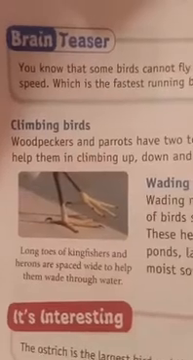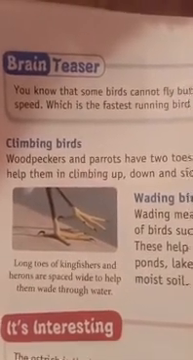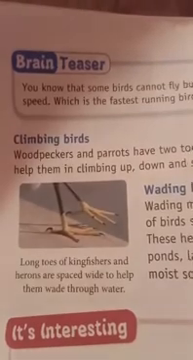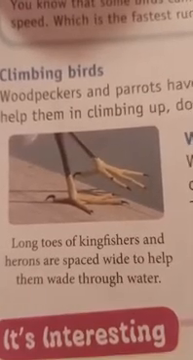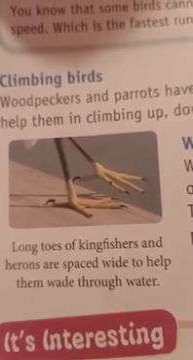And birds like woodpeckers and parrots are called climbing birds because they have 2 toes pointing forward and 2 pointing backwards, and it helps them in climbing up, down, and sideways on trees or branches. Okay, and birds like kingfishers and herons have feet spaced wide to help them wade through water.